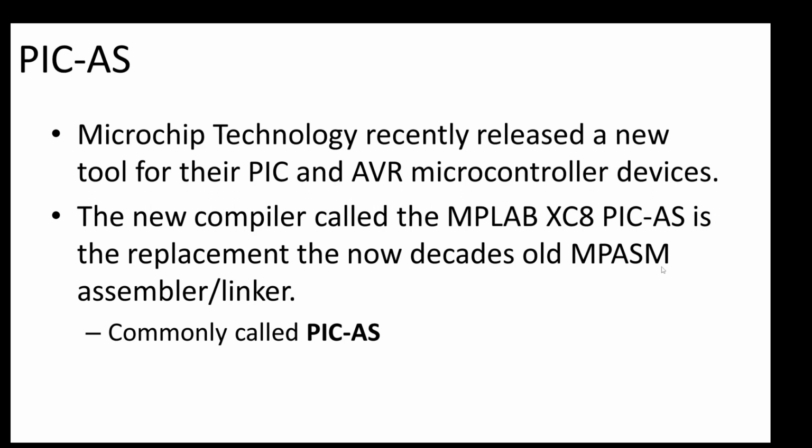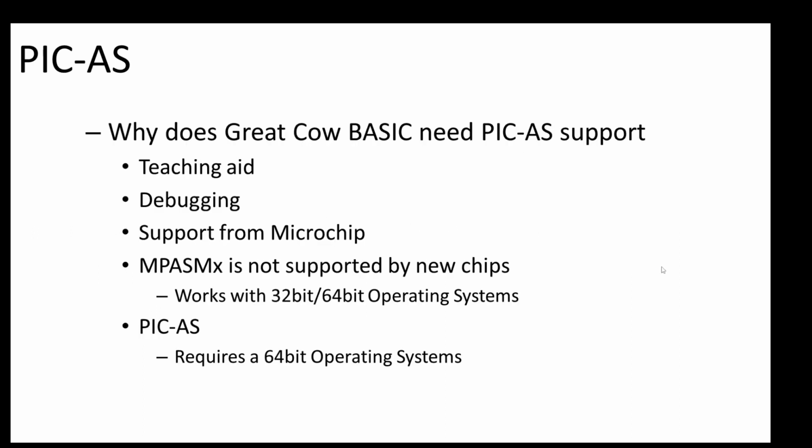Okay, so Microchip recently released PIC-AS. It's a new compiler, and it replaces the decades-old MPLAB-X assembler and linker. So why do we need PIC-AS support? It's good as a teaching aid. It's what I'm going to do today. You can do some debugging. You get support from Microchip if you need it. And in the case where MPLAB-X doesn't support that chip, or you've got a 64-bit operating system, you will need PIC-AS.